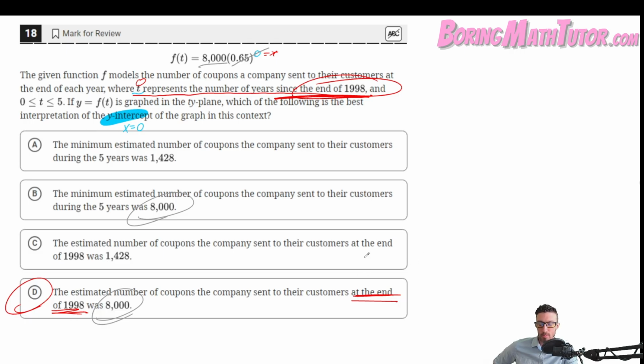Very, very common problem. I like to call these problems the zero numbers, where you're going to be sticking in 0 somewhere, often for time.